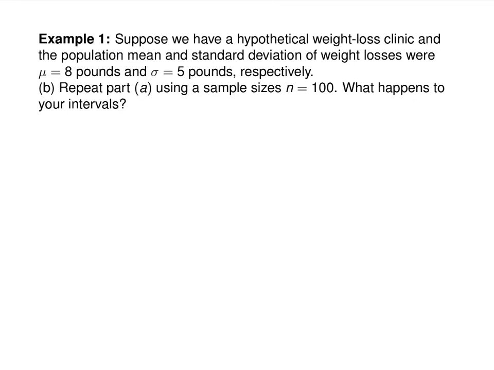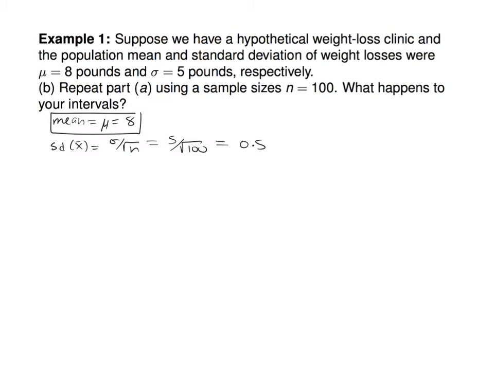So repeat part A using sample sizes of n equals 100. What happens to your intervals? So first of all, the mean is still mu, that remains unchanged, which is 8. The standard deviation will be different though. Standard deviation of x bar is sigma over root n, which is 5 over root 100. That's 5 over 10 or 0.5.